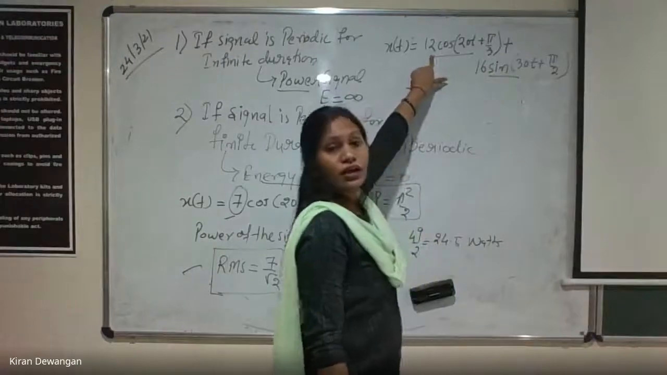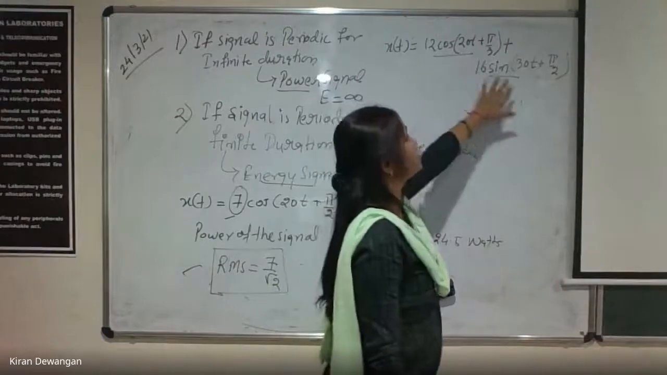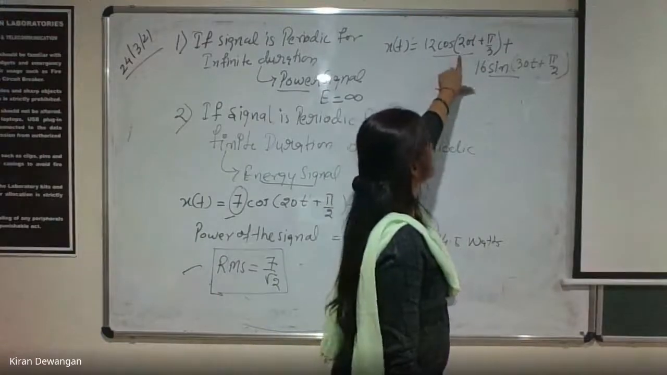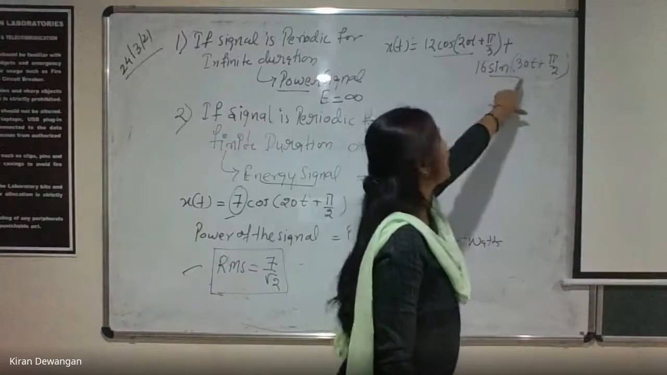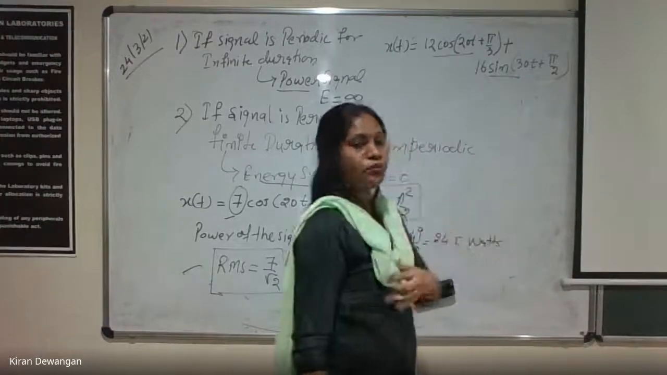This is again definitely going to be a periodic signal. Here we can check the periodicity also. Omega is 20 here and omega is 30 here. We can check with the periodicity also. This is going to be a periodic signal.